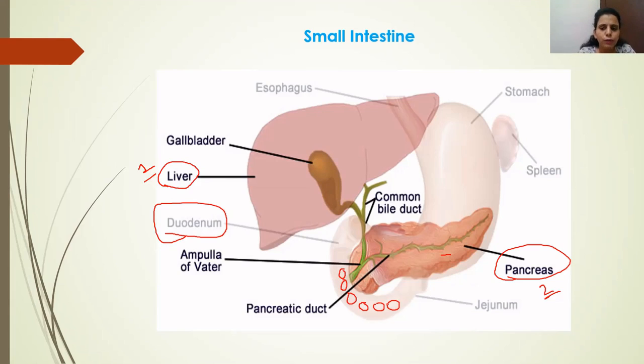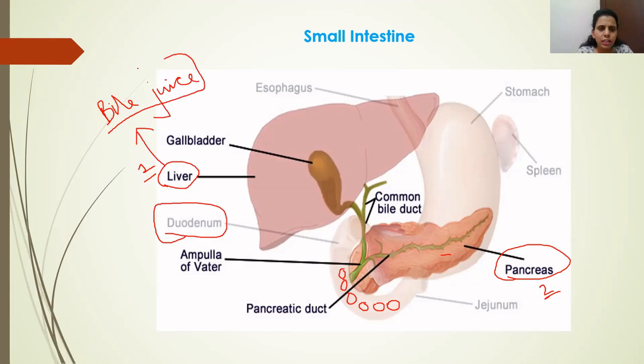Now, what is the function of the liver and pancreas? If we look at the picture carefully, this organ is the liver. The liver actually produces a yellowish green colored juice, and that juice is known as bile juice. B-I-L-E, and then J-U-I-C-E.